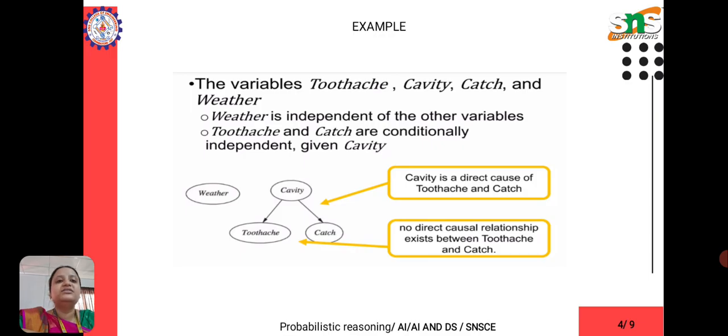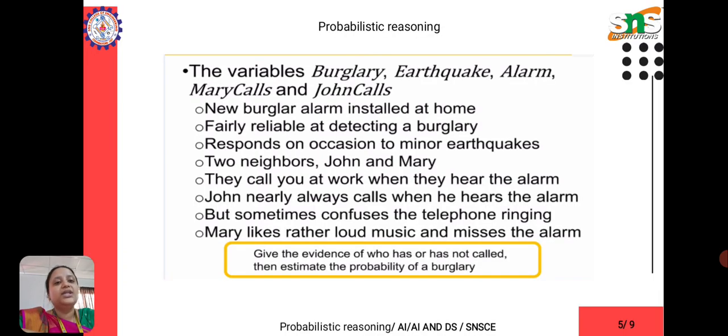Now see, in this the variables are toothache, cavity, catch and weather. The weather is independent of all the other variables. Toothache and catch are conditionally independent given cavity. So cavity is a direct cause of toothache and catch, and no direct causal relationship exists between toothache and catch.